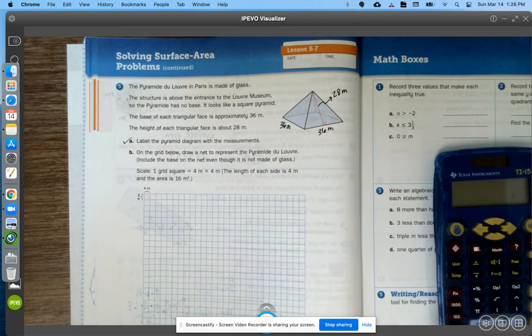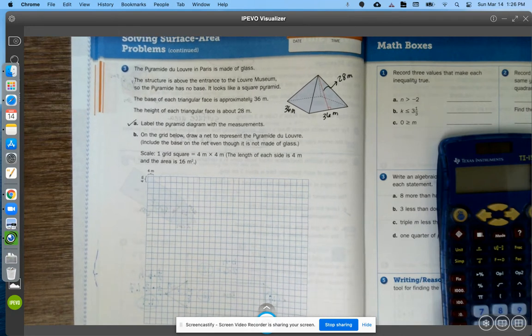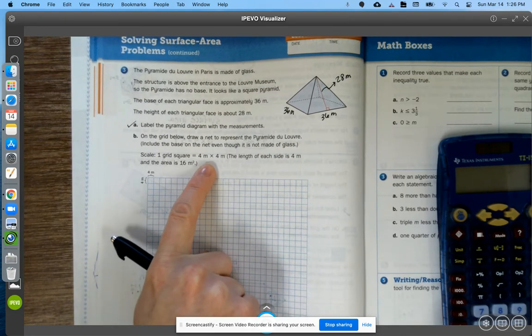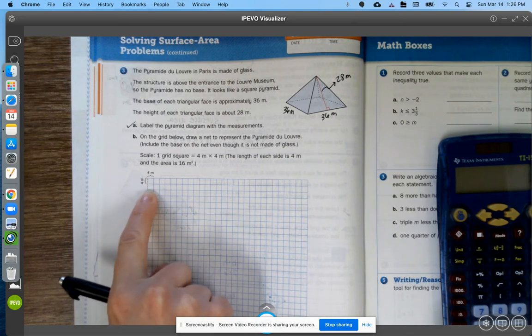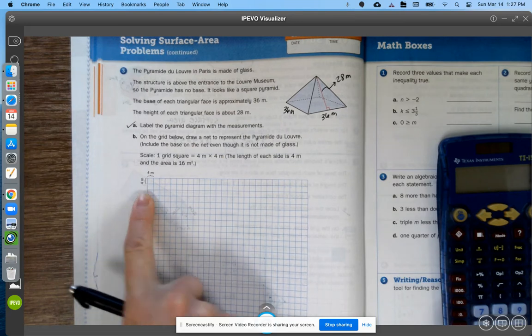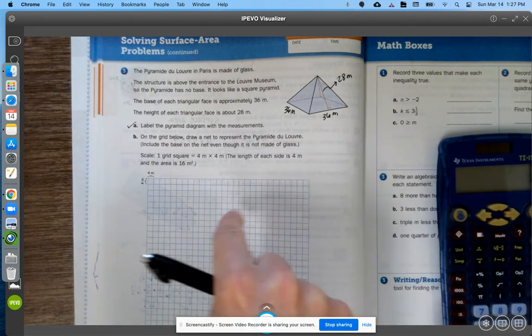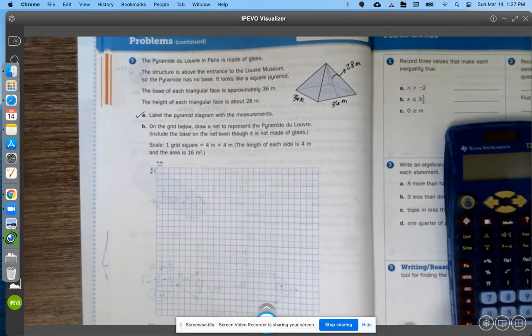So now this one also has kind of a weird feature. It says one grid square is going to represent 4 meters by 4 meters. So instead of this being ones like we've done usually, this is going to represent fours. And the only reason we're doing that is so that we can actually fit this here. If we were to draw this 36 by 36, it really wouldn't fit on our grid.